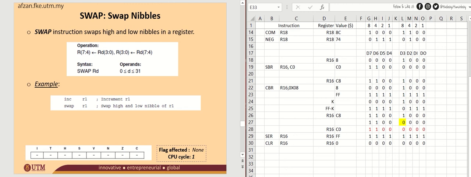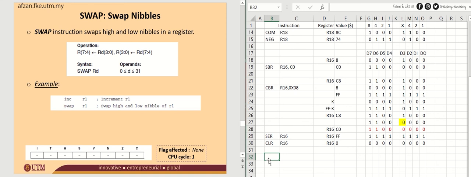Next, SWAP. SWAP means to swap nibbles. This instruction swaps the high nibble and low nibble in the register. This is the syntax SWAP RD. What happened here? RD bit 7 to bit 4 go to RD bit 3 to bit 0, while RD bit 3 to bit 0 go to RD bit 7 to bit 4. Let's look at this example here.